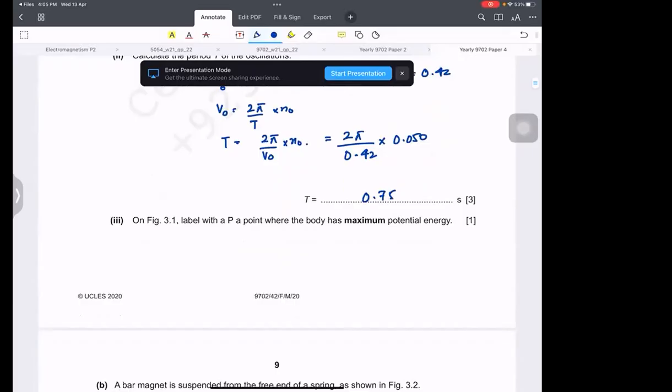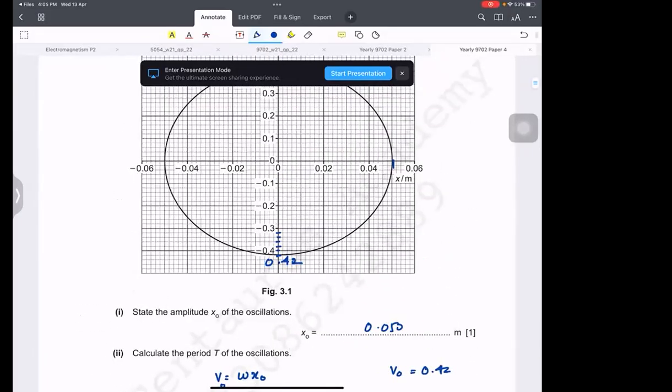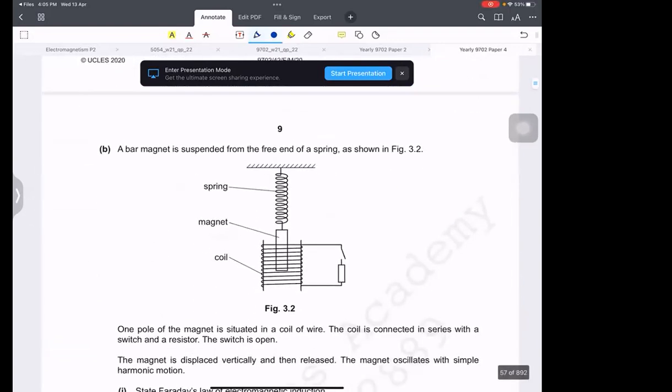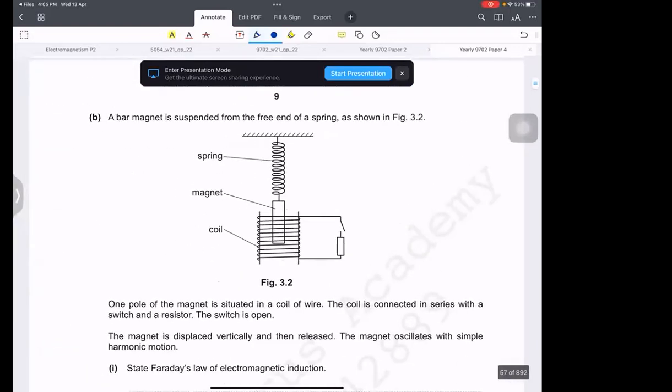On figure 3.1, label point P where the body has maximum potential energy. At this point or at this point. Should be where this is, okay? Now, then goes part B.